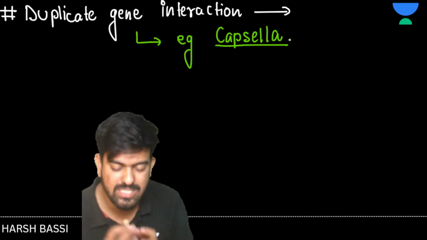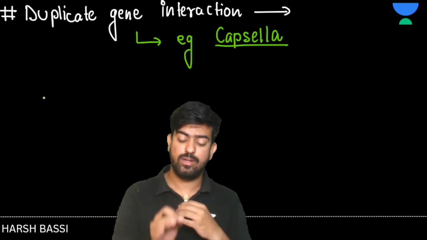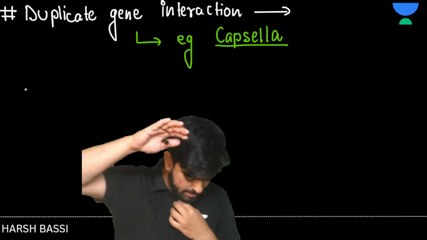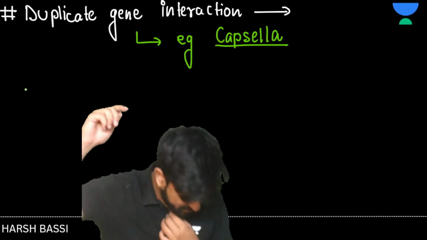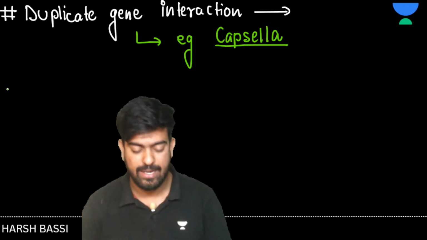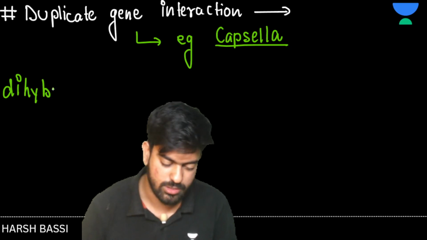So we have this Capsella, right? In Capsella, we are going to find this duplicate gene interaction. So again, let's remember the dihybrid cross. Thank you so much.